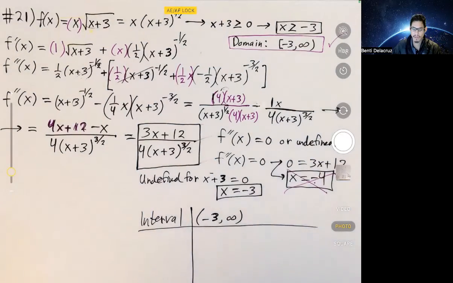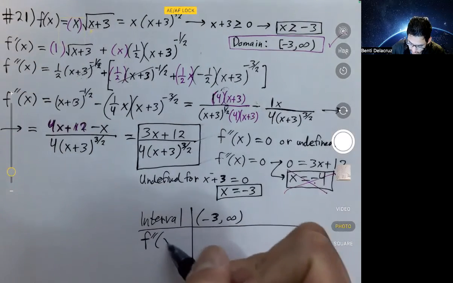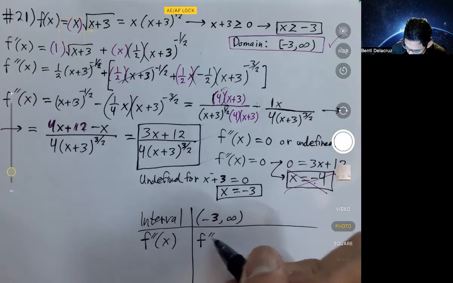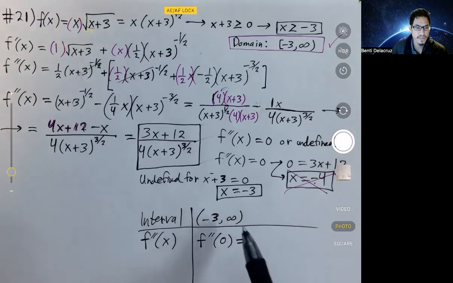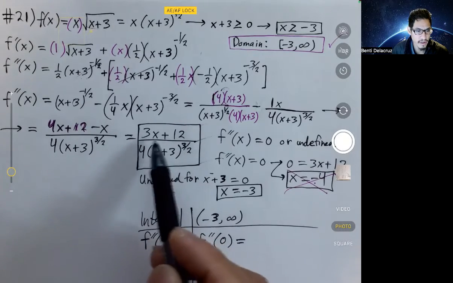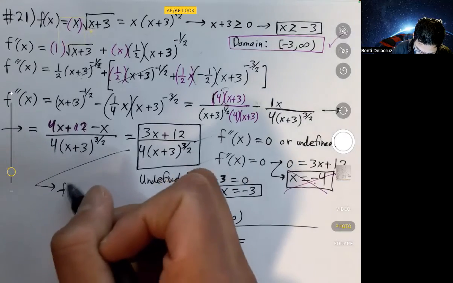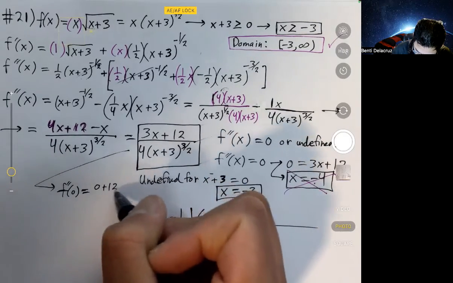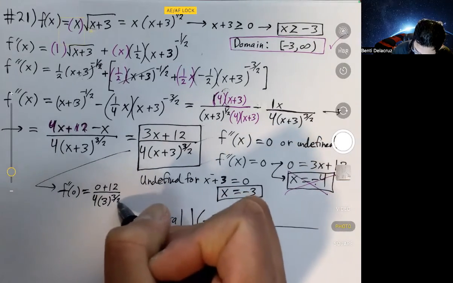So there are really no intervals you have to break it up into. We only have to test any value in here. So we want to find the second derivative at any value in here. Let's find what the second derivative at 0 is. We just plug it into that equation here. So f double prime of 0 will just be 3 times 0, so it'll be 0 plus 12, over 4 times 3 to the 3/2.